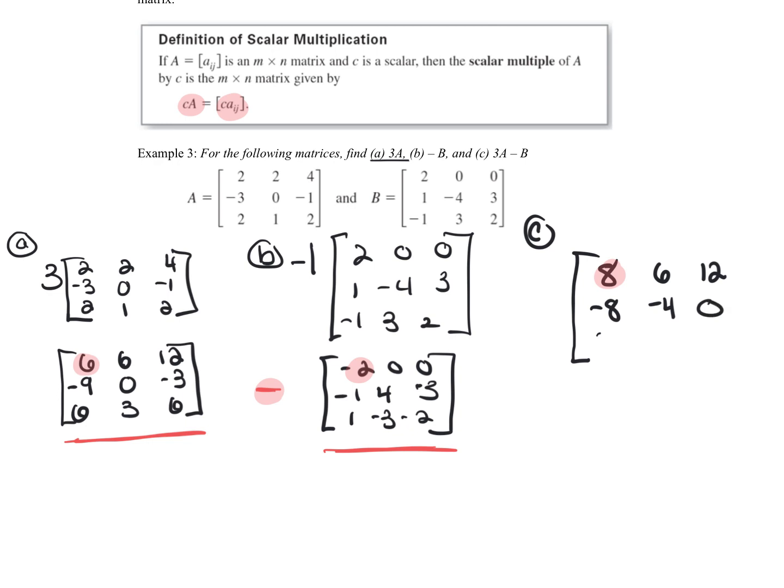6 minus 1 is 5. 3 minus negative 3 makes a plus, makes a 6. 3 minus negative 2 makes a plus, makes an 8. So there's my answer to letter C. So scalar multiplication, super straightforward.